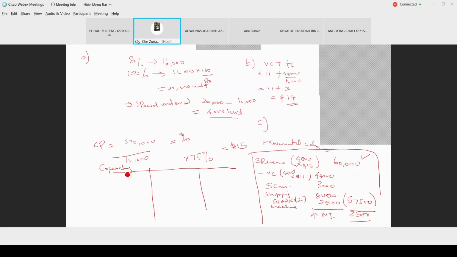Okay, for 16,000. This one is current plus special order for 20,000. This is the difference. You boleh buat macam ni juga. So samalah, sales minus variable cost, you will get CM, and then you minus all the costs incurred. Okay, semua cost lah, fixed cost yang lain-lain tu kan.